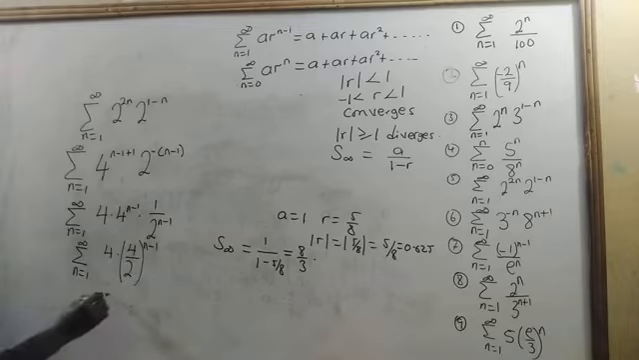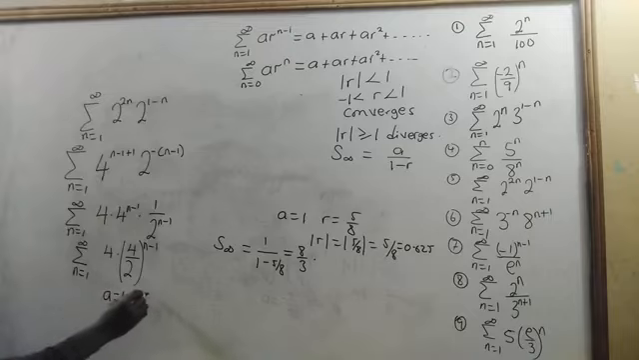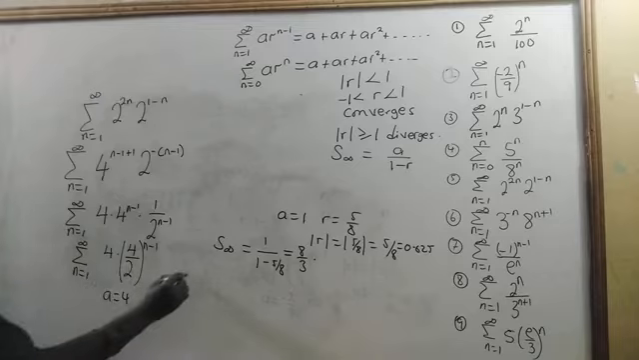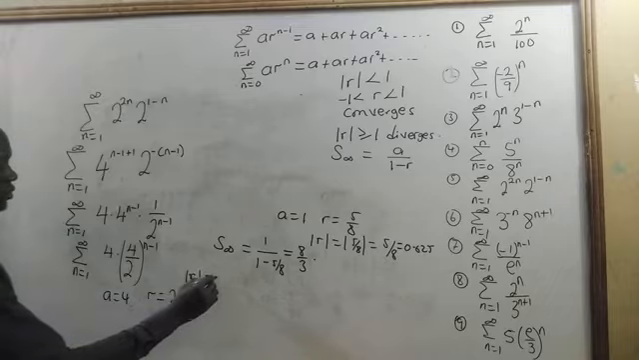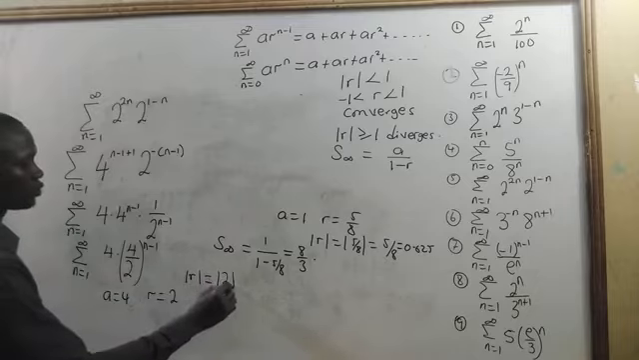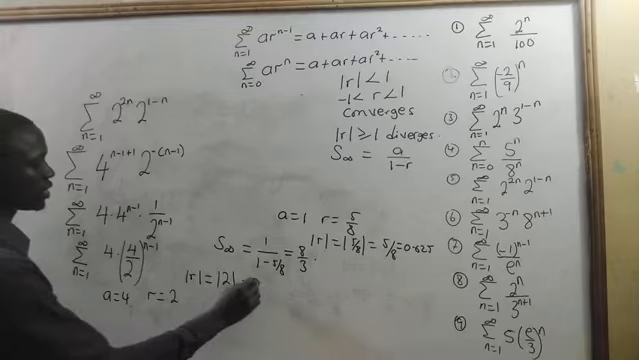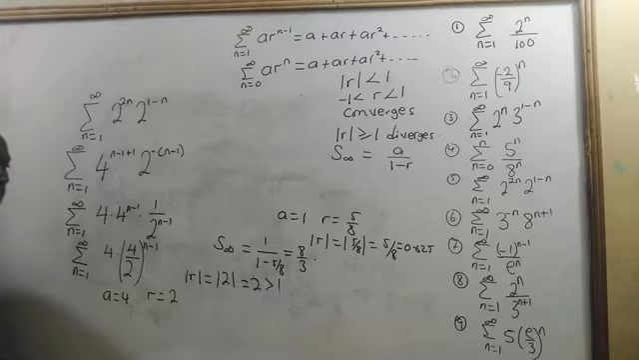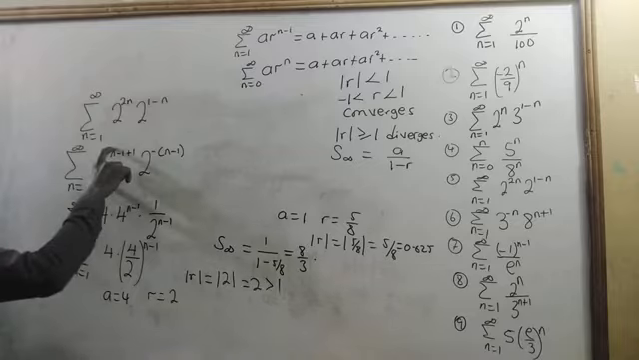So here we have a to be equal to 4 and r to be equal to 2, because 4 divided by 2 is 2. So here the absolute value of r is equal to the absolute value of 2, and the absolute value of 2 is equal to 2. So this is greater than 1. So since the absolute value of r is greater than 1, then the series diverges. Very simple as that.